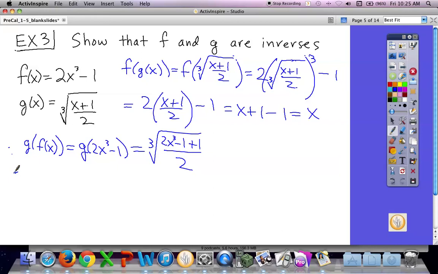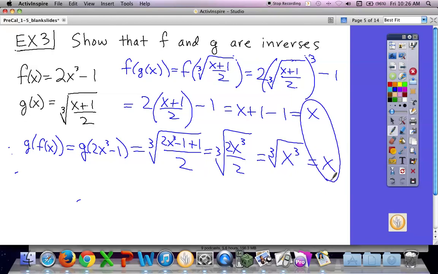Okay, now in the numerator, negative 1 plus 1 cancel. So this is the third root of 2x to the third over 2. And now the 2's cancel, so it's the third root of x to the third, which is x. So in both cases, when we take the composition, we got x. So these are inverses. That's how you show. So they are, because these both equal x, they are inverses.